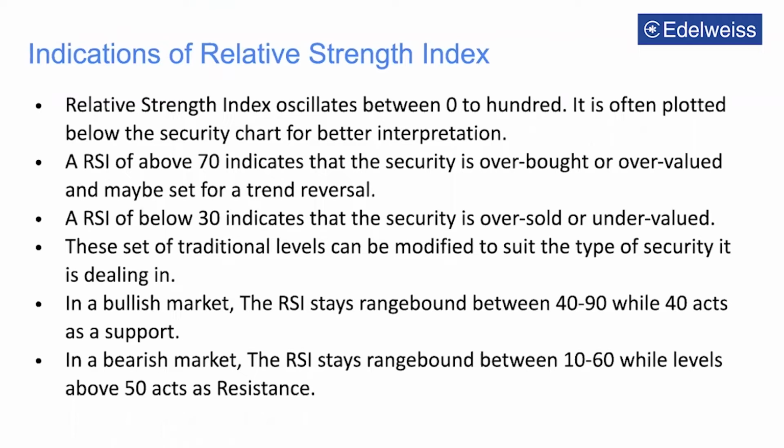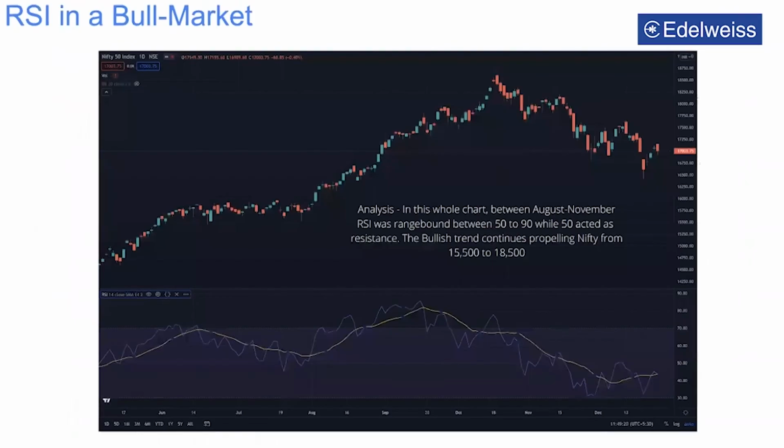In the bullish market, the RSI stays range bound between 40 to 90 levels, while 40 acts as support. So what is support? Support is a level below which, if it is broken, there might be a further fall seen in the security. In the same way, in a bearish market, the RSI stays range bound between 10 to 60 levels, while 50 acts as resistance. So this is how RSI works.